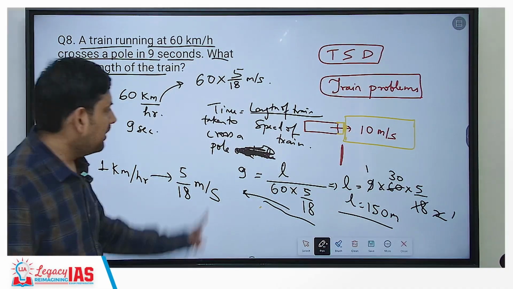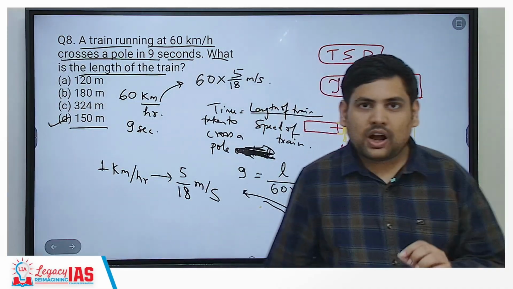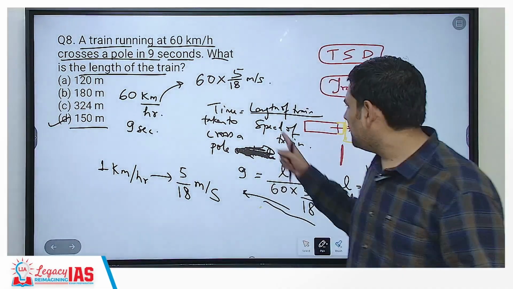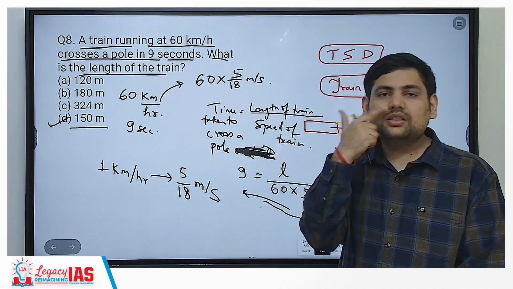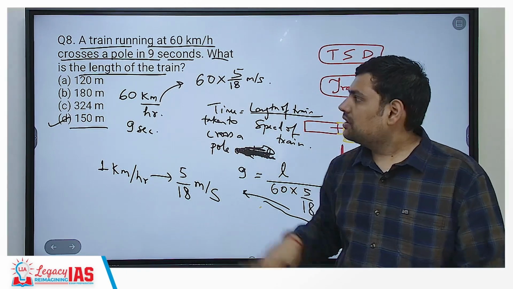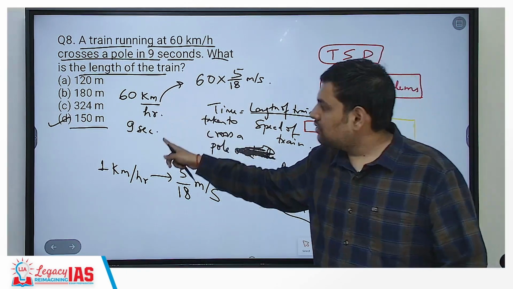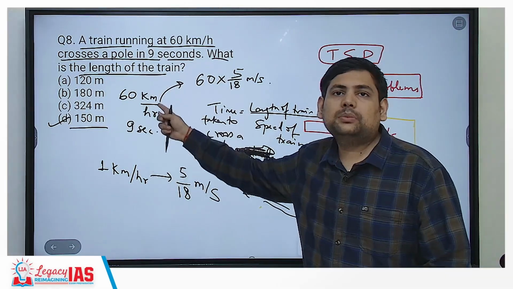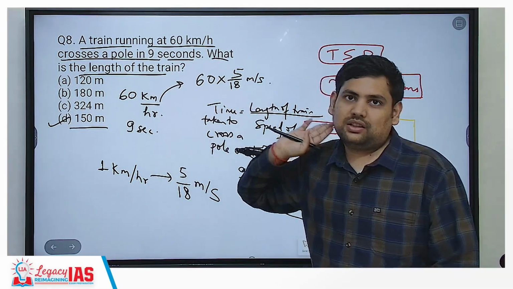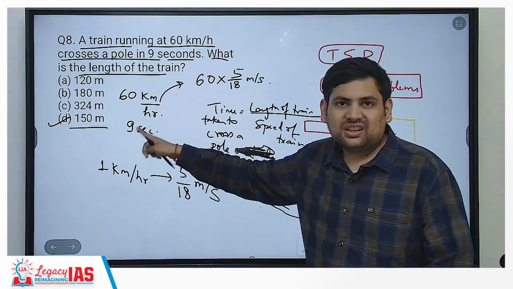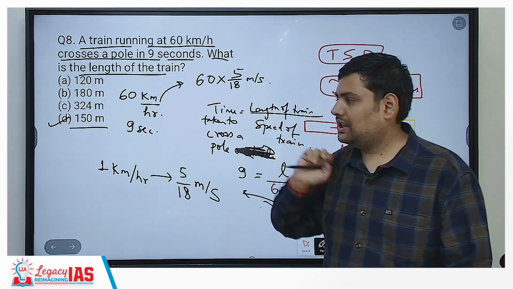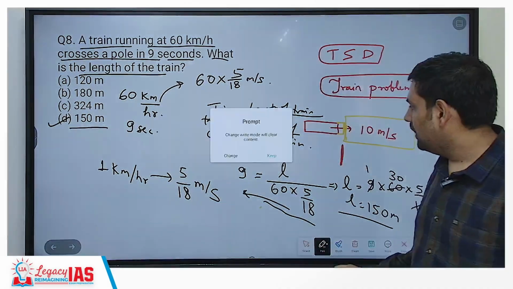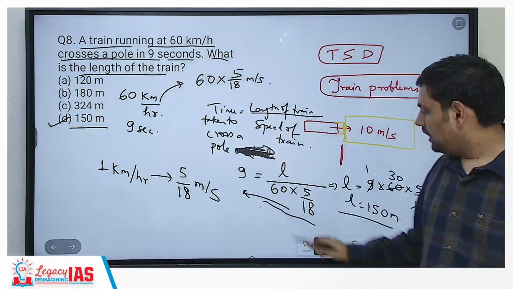Understood? So if there is a pole, how much time will the train take to cross it? Whatever is the length of the train divided by the speed of the train. You have to be careful about the units that you are using. If you are using kilometer per hour, then you use time also in hours. If you are using meter per second, then time also will be in seconds. Here time was in seconds, so I converted the speed into meter per second. Understood? That's it. Now let's do another question.